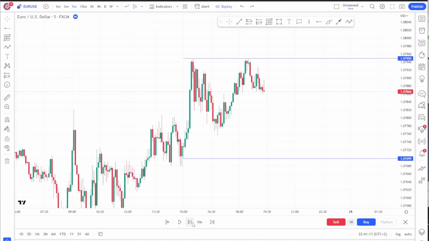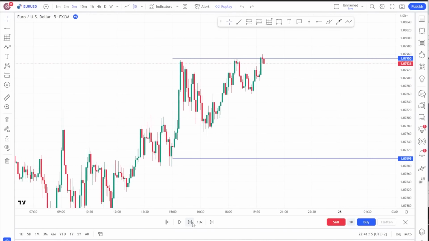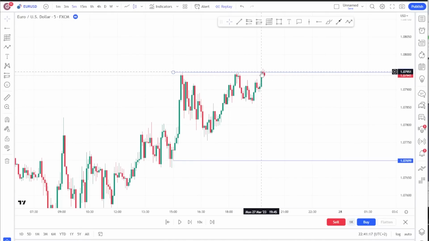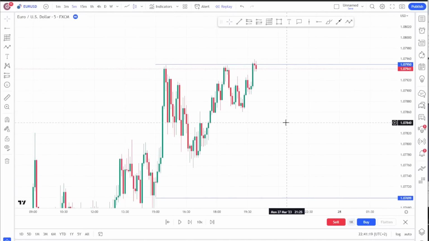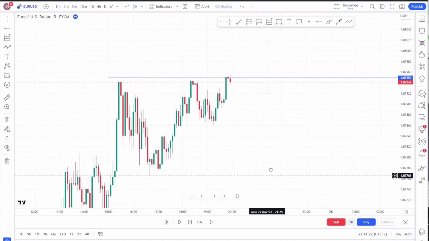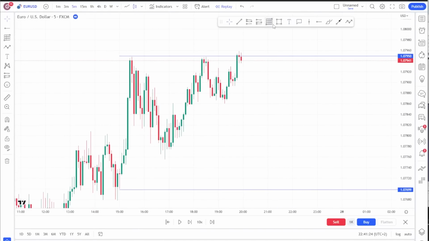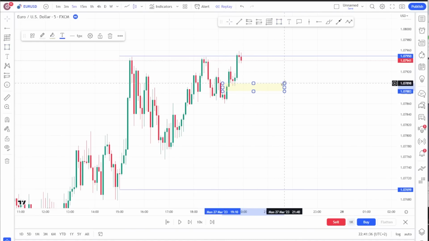So let us see what happens. Okay, so that is a break above. This just broke above. Now we're looking for the imbalance. Okay, so the imbalance is the gap between three candles. You can have a look at my video that I will link in the description. You'll be able to see exactly how to figure out what a fair value gap is.